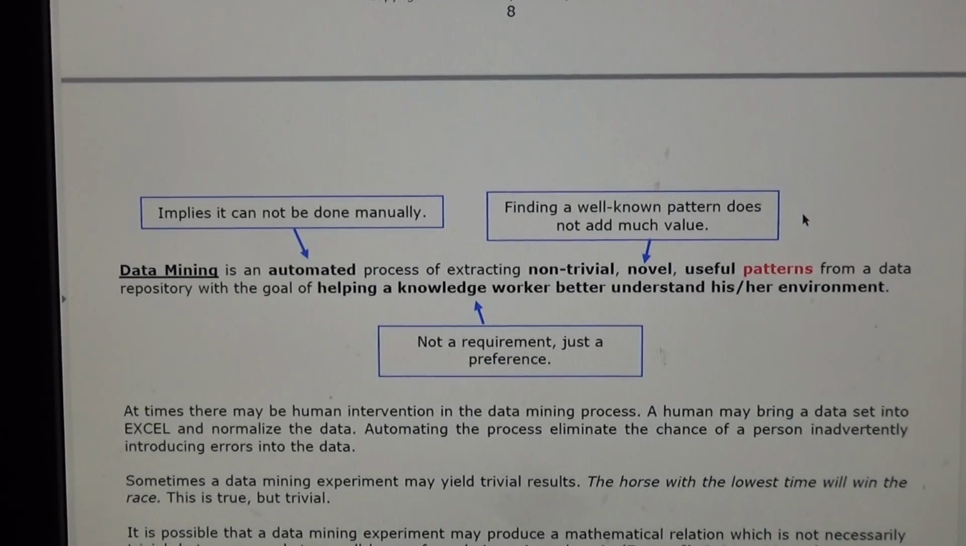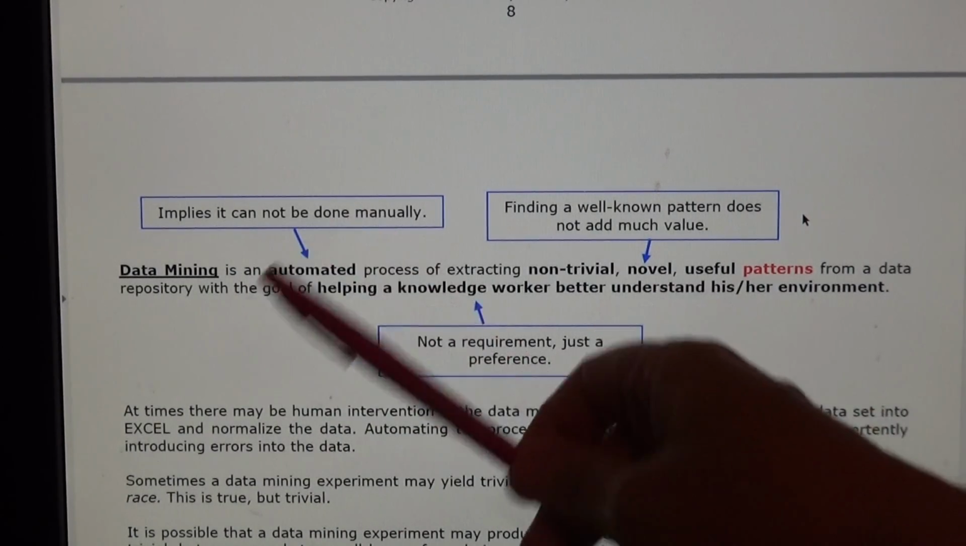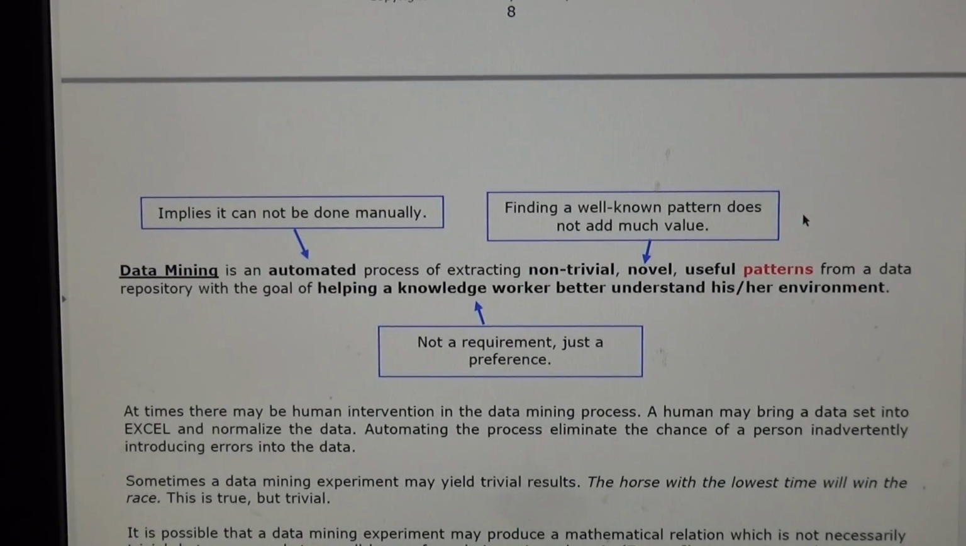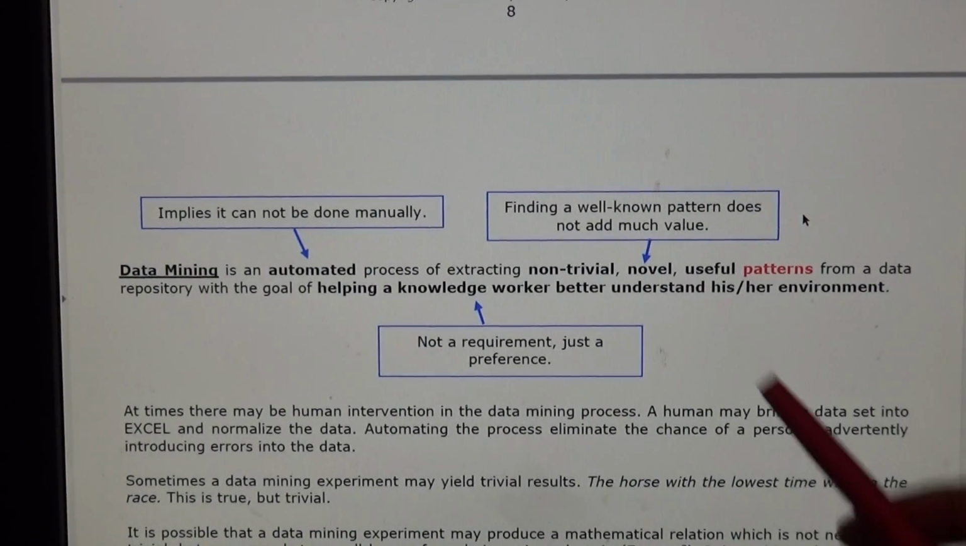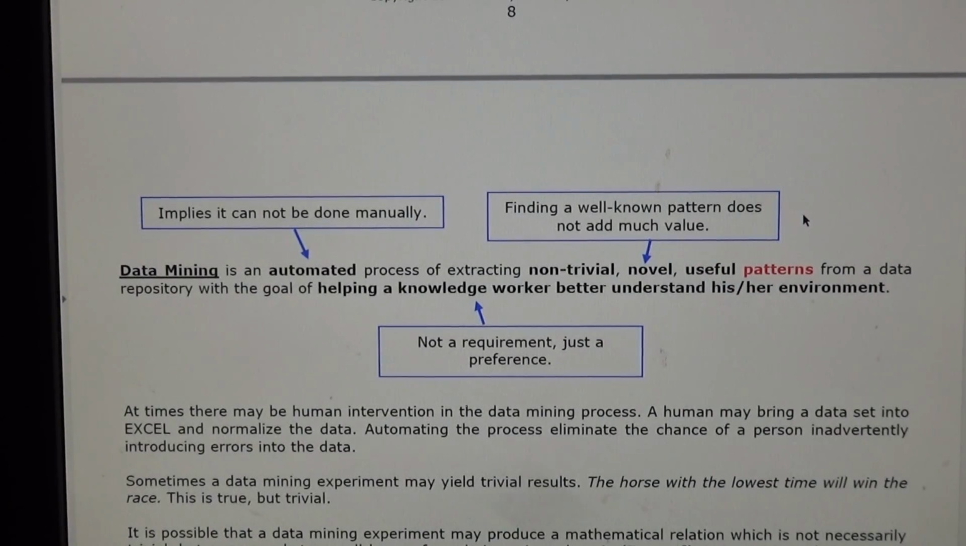Now, a couple things here. It doesn't have to be automated, might be manual, that's okay. We want to come up with novel patterns, something that is beneficial and that we hadn't seen before. We also want it to be a useful pattern.